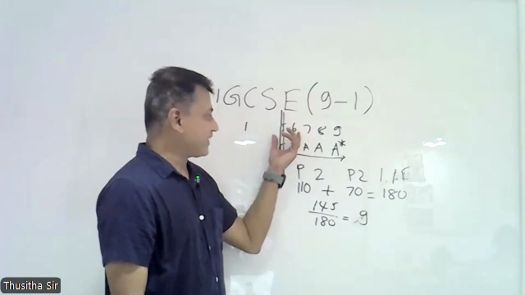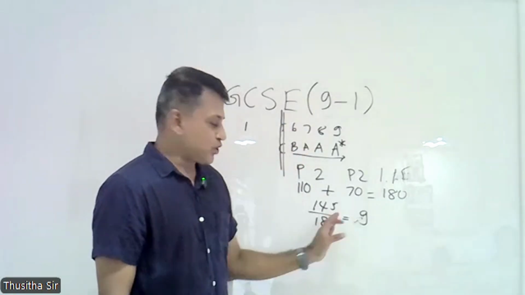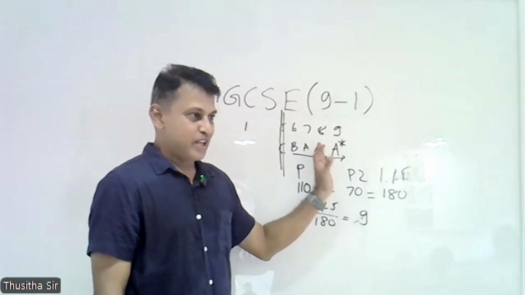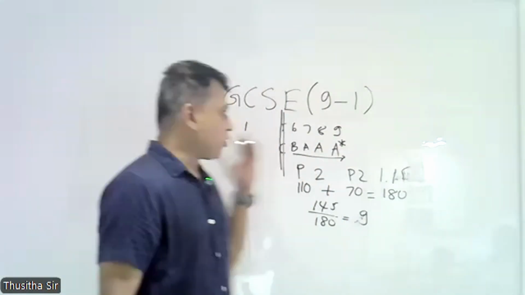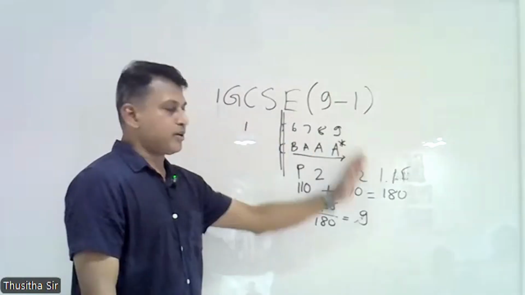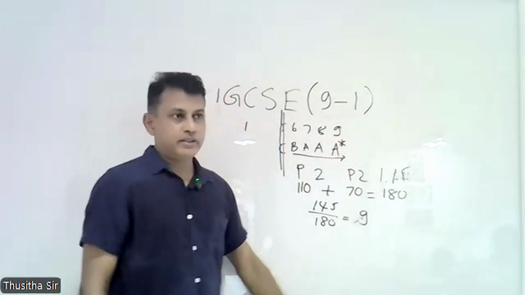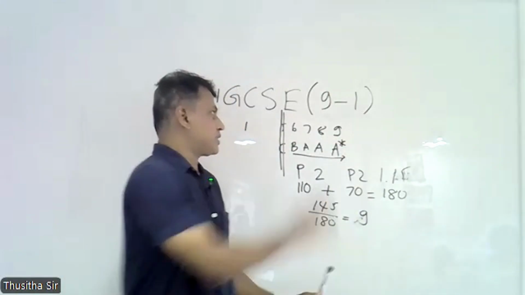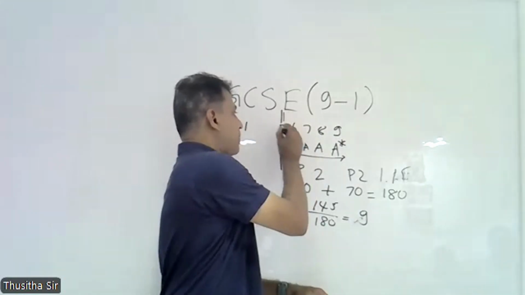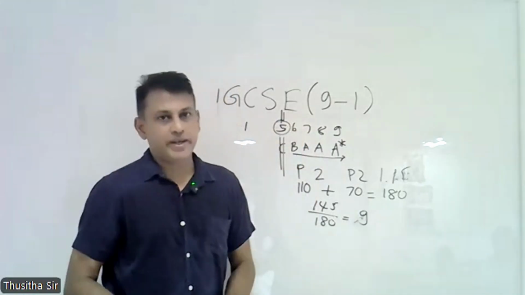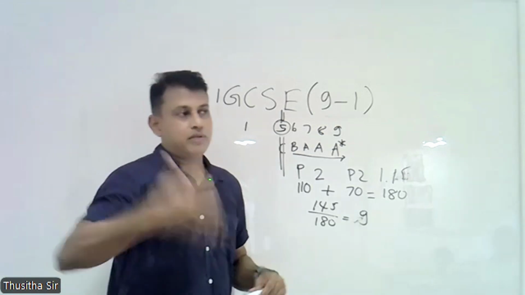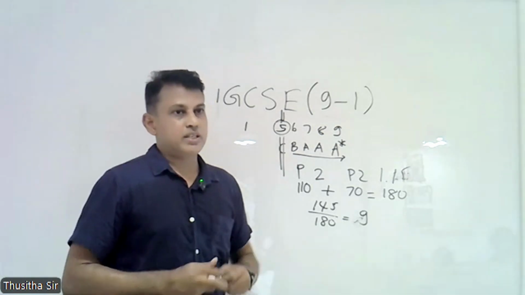So you should not target the lower mark. You should always target a higher mark. Don't try to get a lower mark. We all try to get the higher mark, so 8 and 9, we try to get 8 and 9. The minimum, as I told you, is 5. That means if you get below 5, it's not a good result.